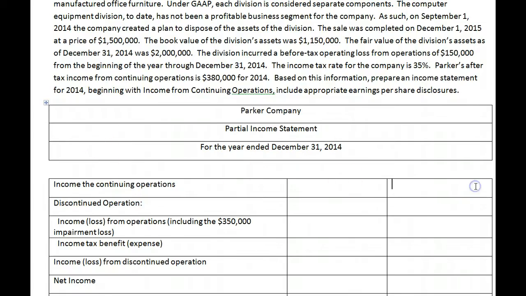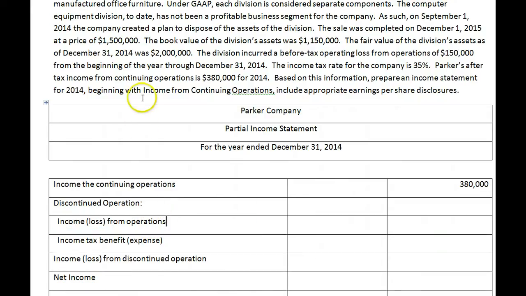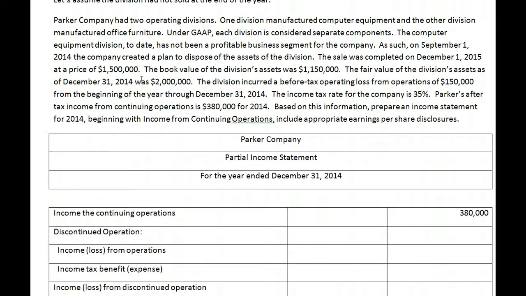All right, again, we're at the same starting point. We've already determined that it's $380,000 in income from continuing operations. The only difference is, how do we report that discontinued component? Well, in this case, again, the division is held for sale, so we need to do the impairment test. We need to compare the assets' fair value to their book value. So when we look at it, we see that the assets' fair value was $2,000,000. The assets' book value was $1,150,000. So in that case, the fair value exceeds our book value. There is no impairment loss. Okay, so we're good to go.